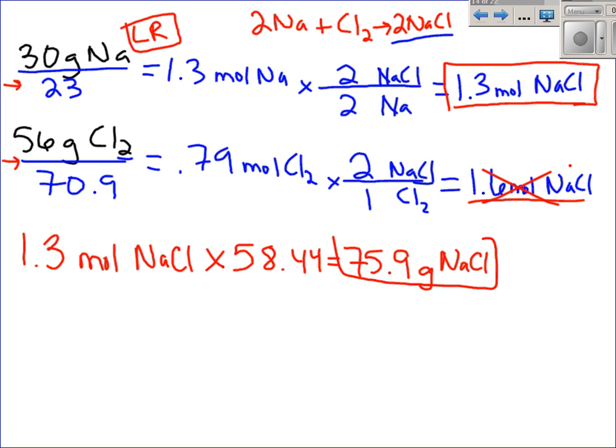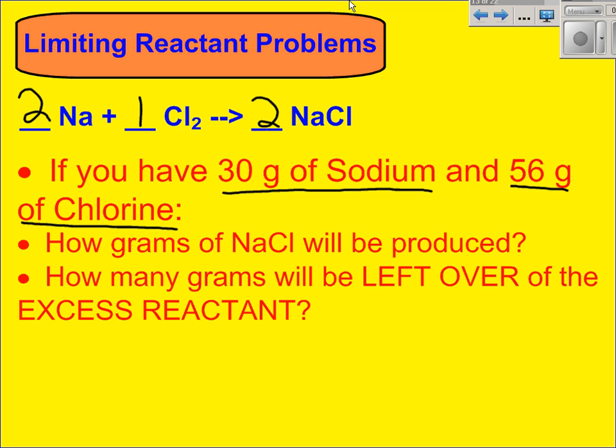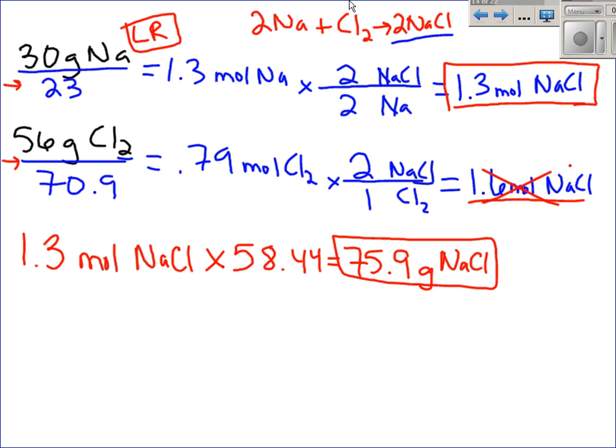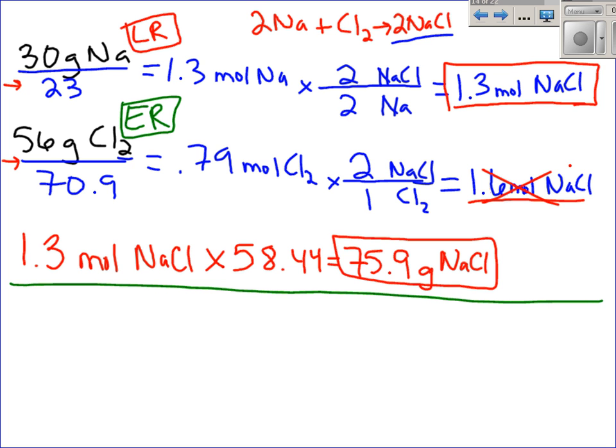Now, that's the first question. But going back, remember, the second question asks how many grams would be left over of the excess reactant. Well, we figured out that sodium was the limiting reactant, and therefore chlorine must be the excess reactant, or ER. All right, let's go ahead and solve that. How much would be left over?